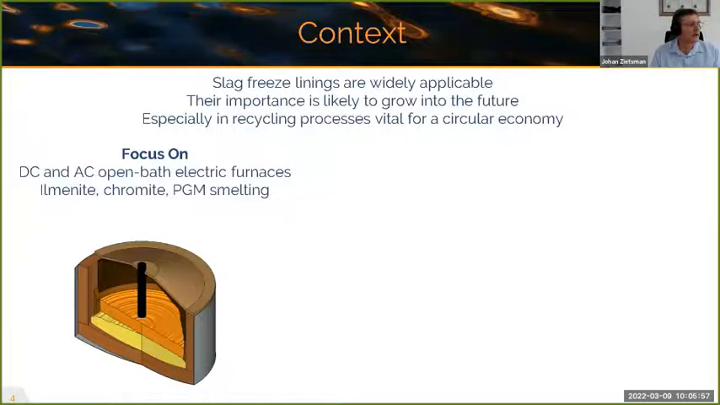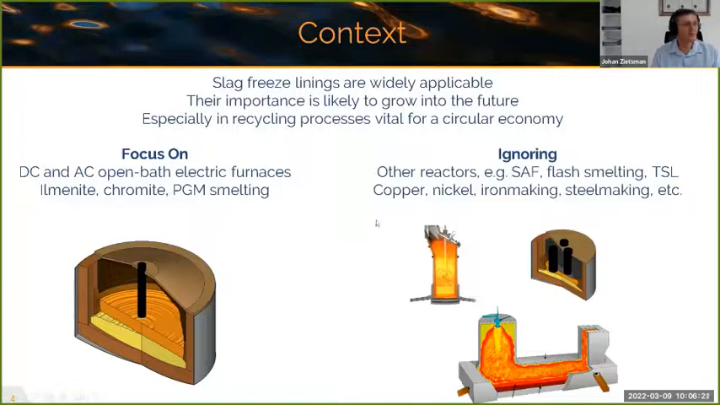So in my talk today, I will specifically focus on DC and AC open bath electric furnaces, where you've got an open slag bath, as you can see in the diagram here. And the commodities that we are currently very much engaged with are ilmenite smelting, chromite smelting, and the smelting of PGM concentrates. So for the moment, I will ignore other reactors like submerged arc furnaces, TSLs, and processes and commodities like iron making and steel making. Although within the next year or two, we will be engaging with such processes as well, where freeze linings are important.